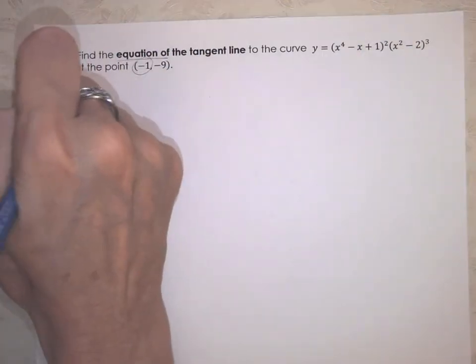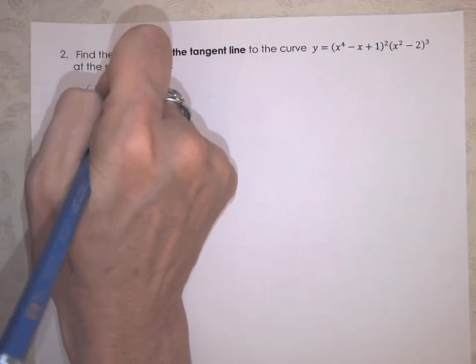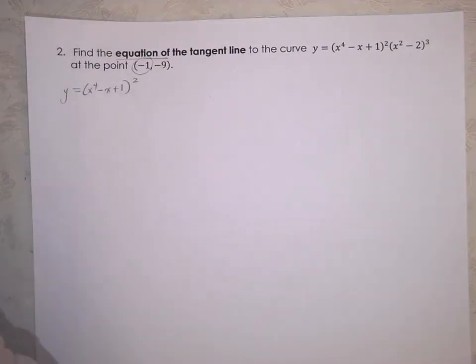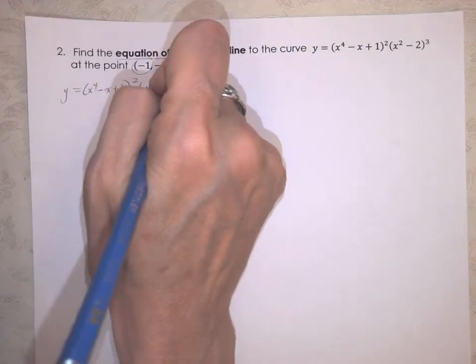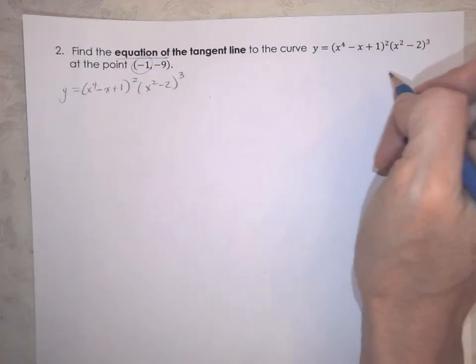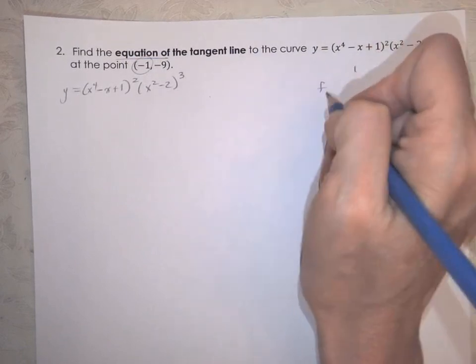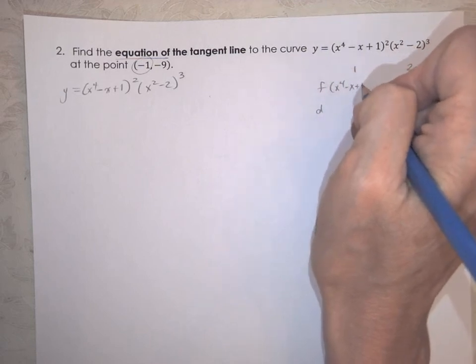But we should recognize that this is product rule because it's the product of (x to the 4th minus x plus 1) all squared times (x squared minus 2) cubed. And I also need to do the chain rule inside the product rule here. So I need my two functions as well as their derivatives.